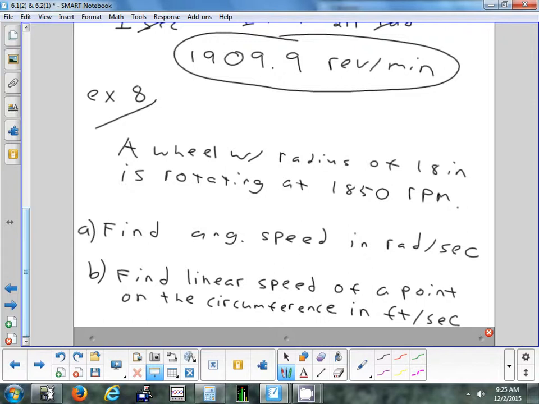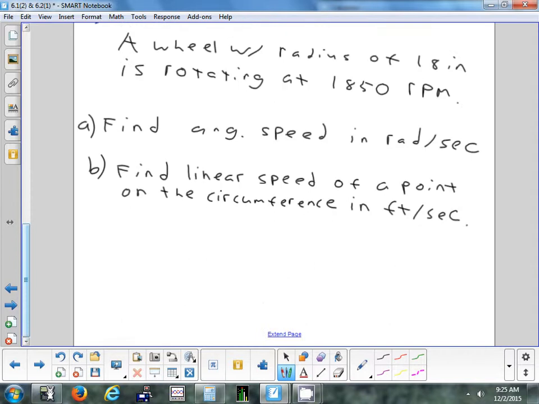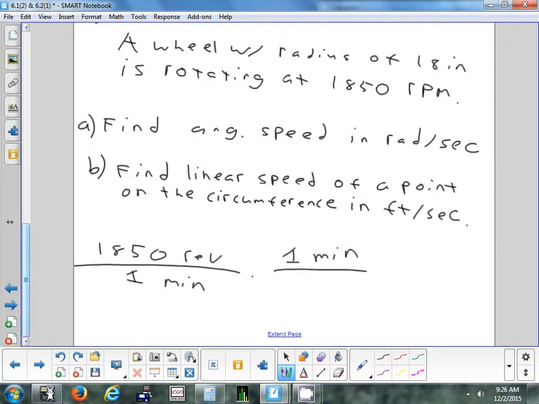All right, so let's start with part A. Find the speed in radians per second. What is that 1850? They wrote RPM. What does that stand for? It's 1850 revolutions per minute. Do we have to change our time unit here? Yeah, we have to change it to seconds. So in 1 minute, 60 seconds. You made a good choice. You put minutes in the top, so it canceled out.